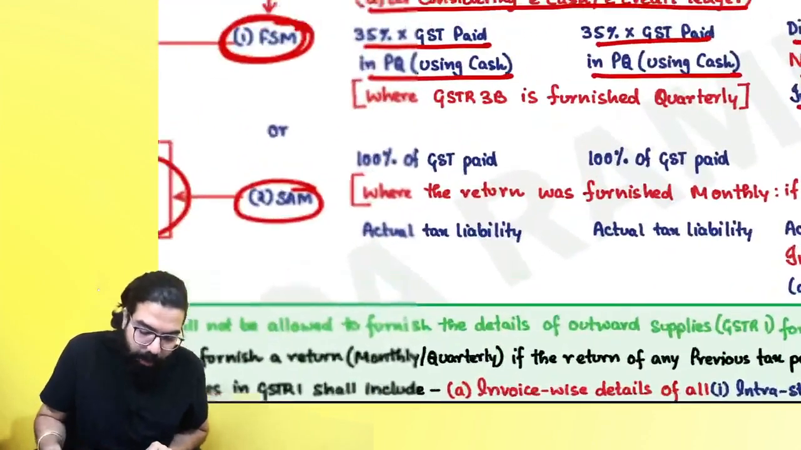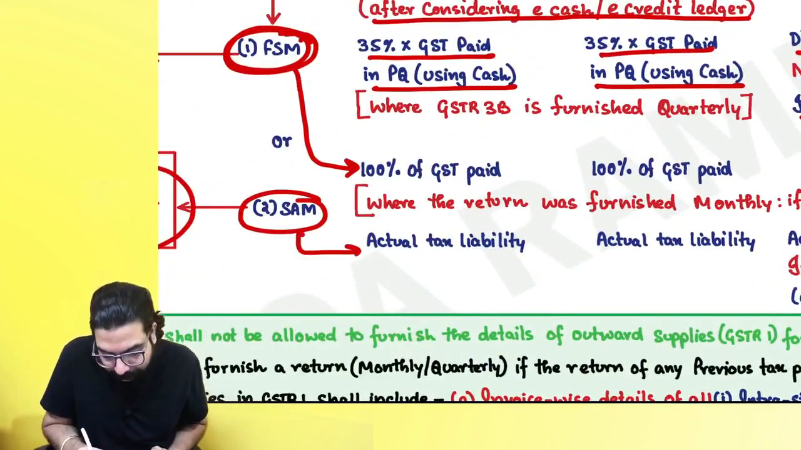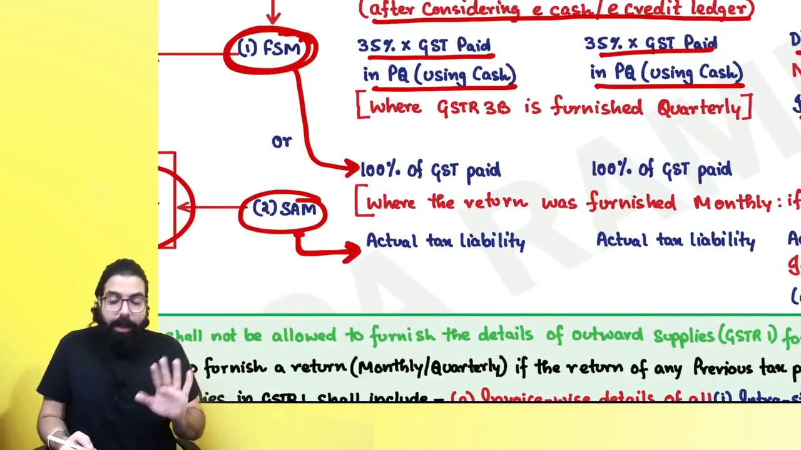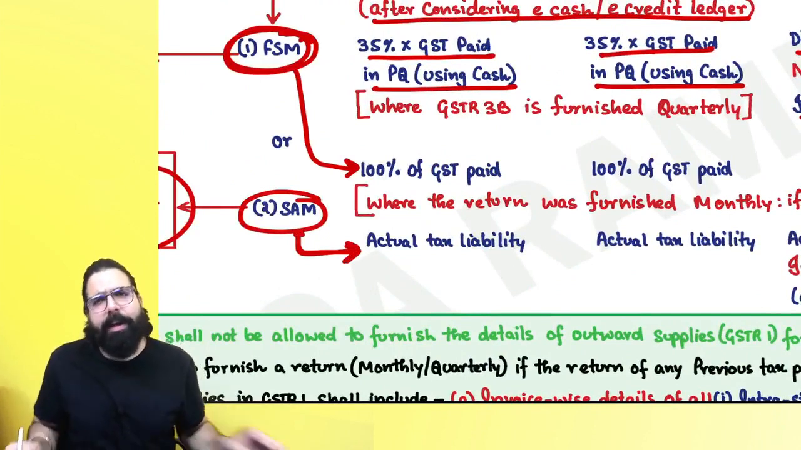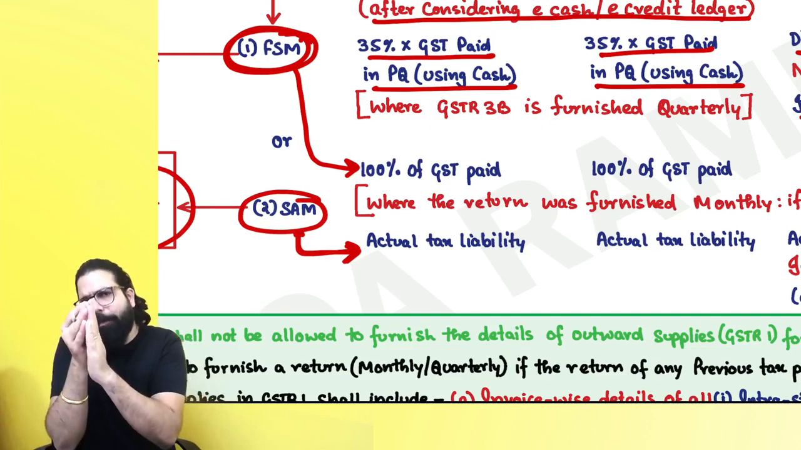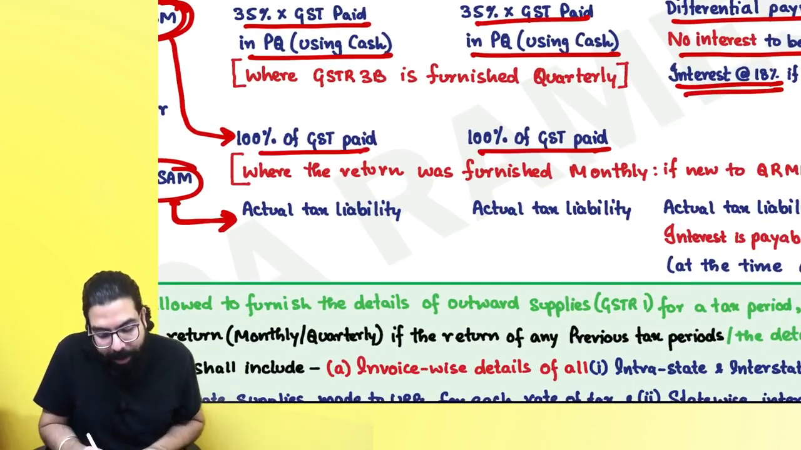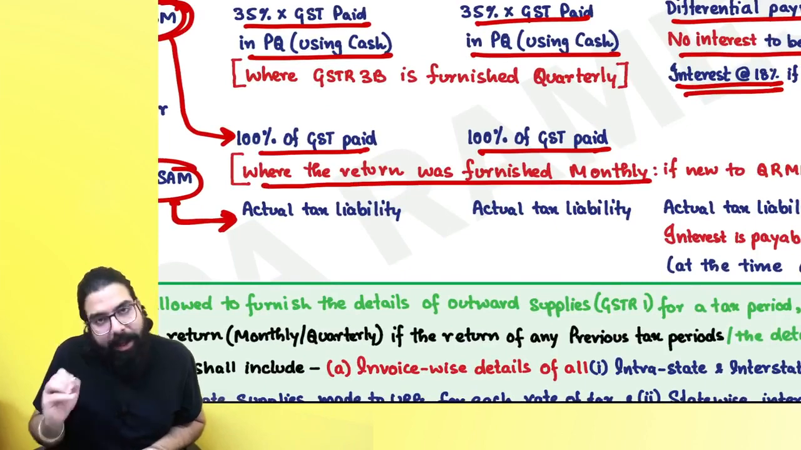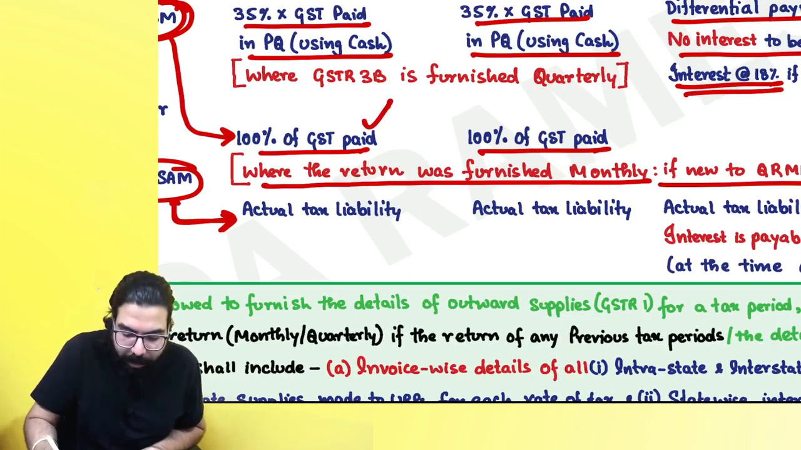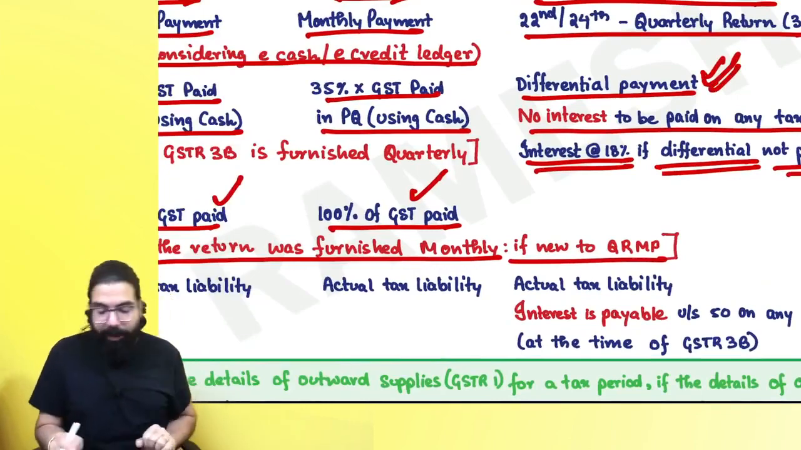Done, sir. Now, sir, in the fixed sum method we have one more method. Whatever you had paid for the month of March, for example, in the previous month, of that 100% you can pay, and when the return was furnished monthly, that is, you are new to QRMP, that is 100%, and then you can pay the differential. Okay, sir, point is clear.